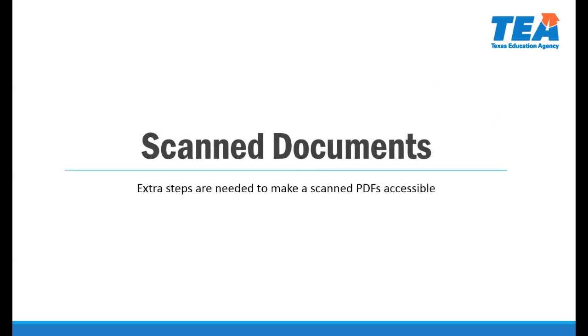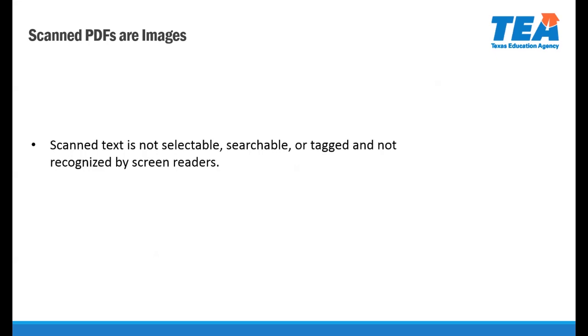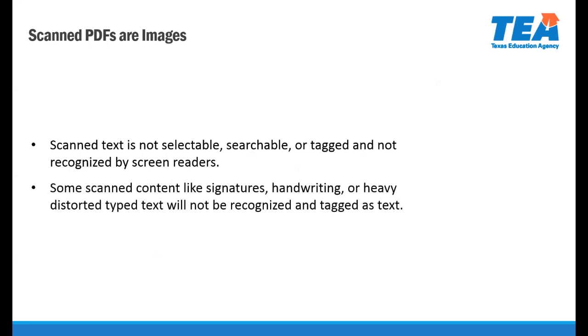Scanned documents can become accessible but need extra help. Scanned PDFs are produced as images of text, which cause the text not to be selectable, searchable, or readable by screen readers. Some scanned content like signatures, handwriting, or text that is heavily distorted, usually the case with poor quality scans, would not be recognized or tagged.